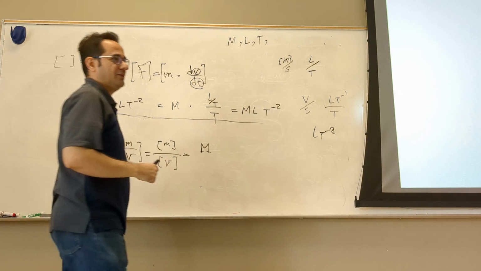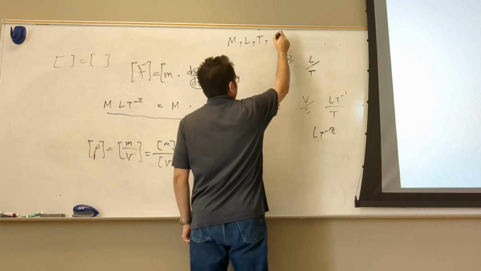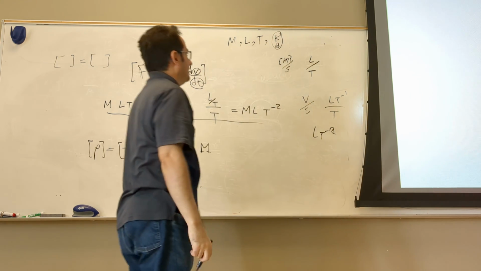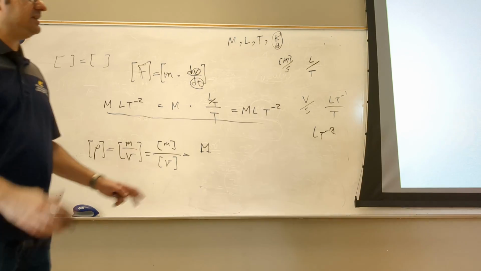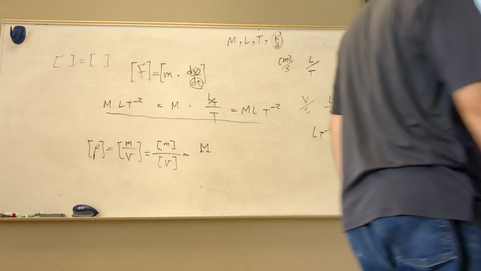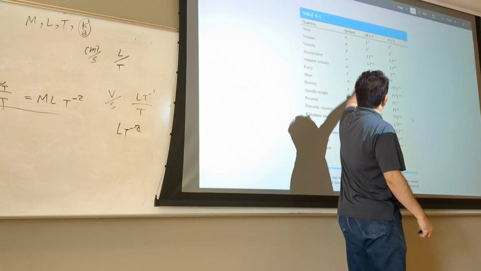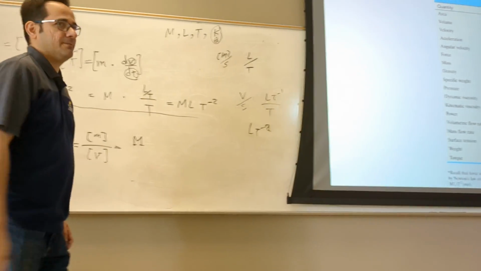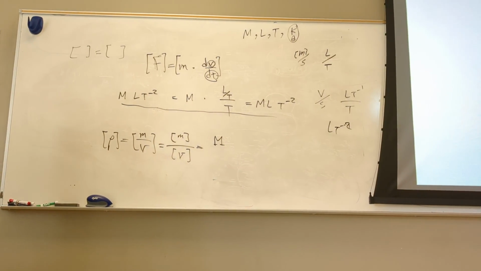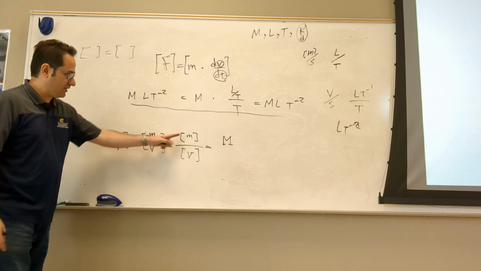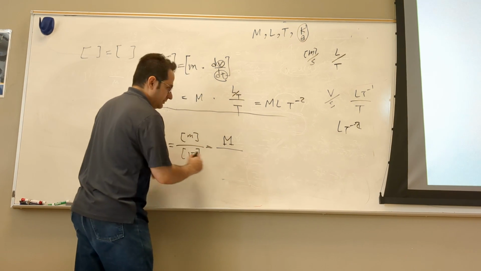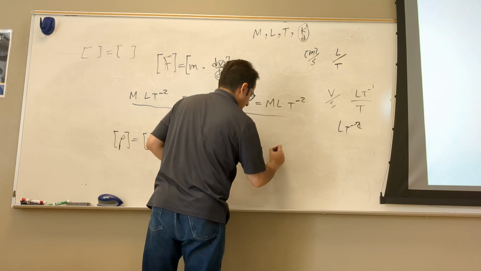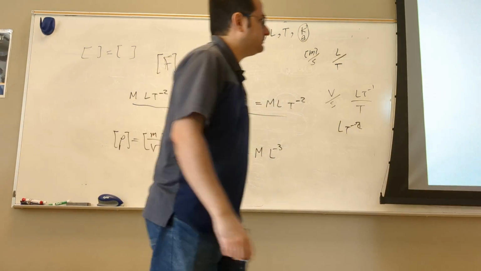Now, if you have temperature, they use theta. Some people use K or theta. That's for temperature. But MLT is usually the most common: one for length, one for time, one for mass. So here density is M divided by what was volume? L cubed. So you have M L to the minus 3.